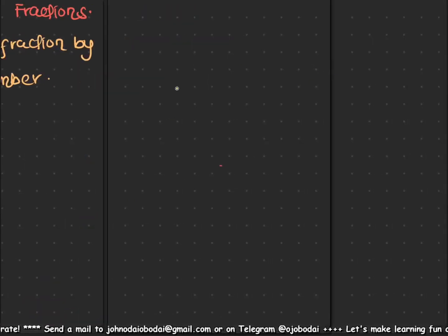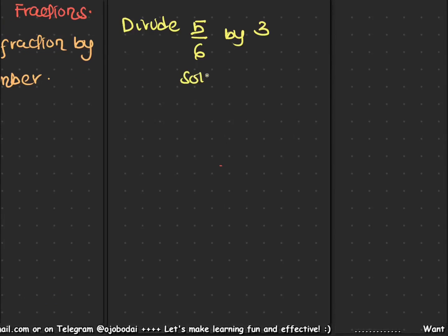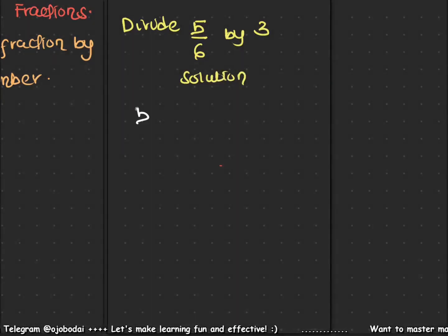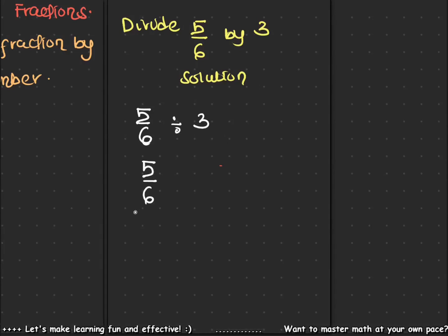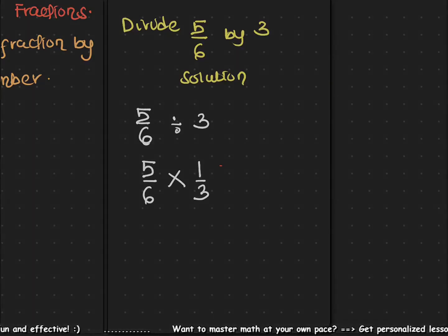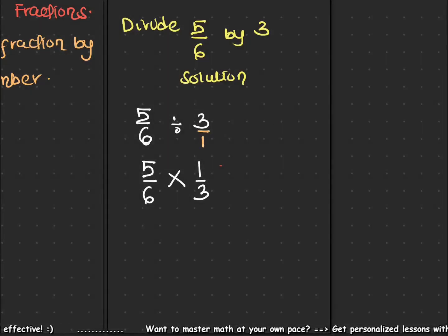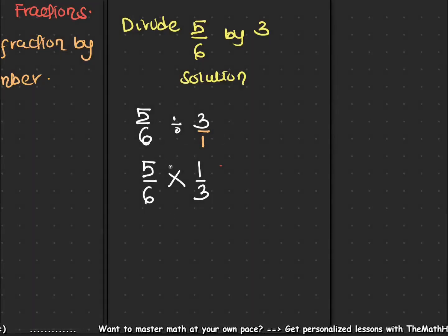In our first example here, we are to divide 5 over 6 by 3. Our solution. Solving, we are going to have 5 over 6 divided by 3. So the step says we should write 5 over 6 just as it is. Then the division sign becomes what? A multiplication sign. And then our 3 instead becomes a 1 over 3. Remember, the 3 is over 1, an indication that every whole number is over 1. So now that we are able to change, we do our multiplication and we go our way.